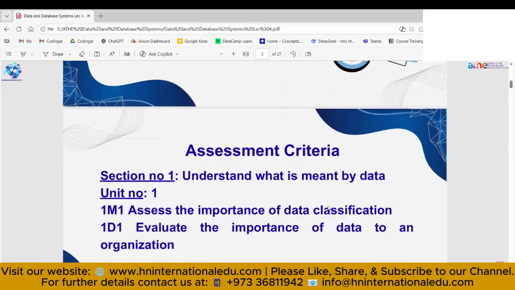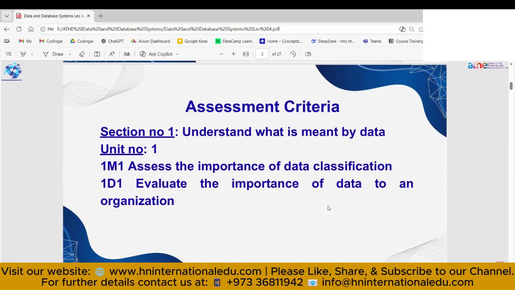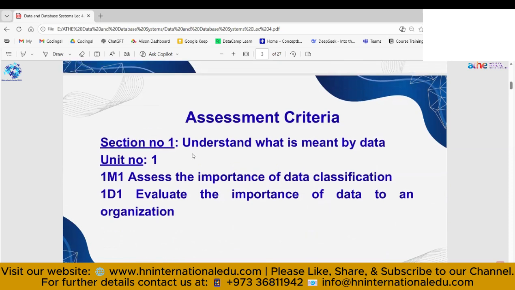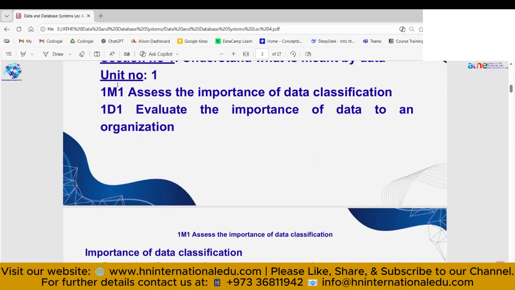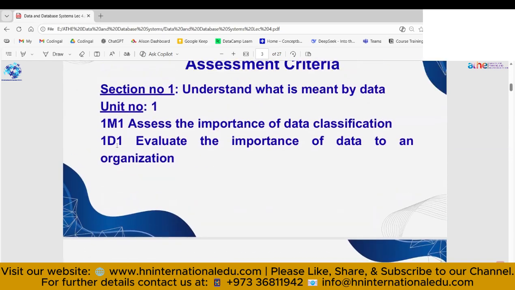So last time we completed all of the assessments 1.1, 1.2, 1.3. Now we're just going to complete this section 1 today, and we're going to see the merit 1M1 and then the distinction 1D1.